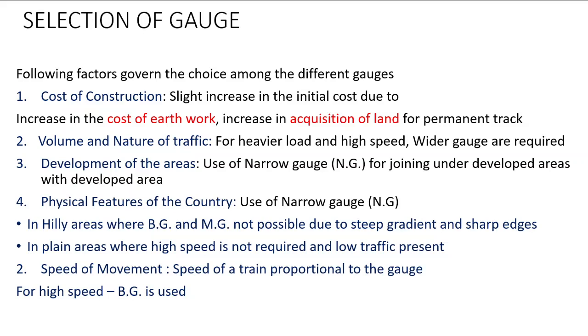Then the last factor used to choose the different gauges is the speed of movement. We know from the volume and nature of traffic that for higher speed, wider gauge is required. So the speed of the train is proportional to the gauge. Higher the speed of the train, the distance between the inner faces, that is the gauge of the rail, should be higher. For higher speed, broad gauge is used.